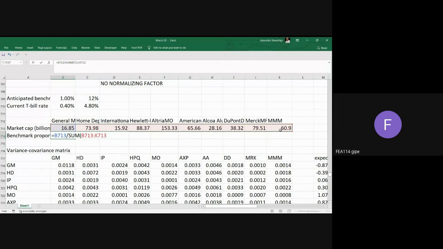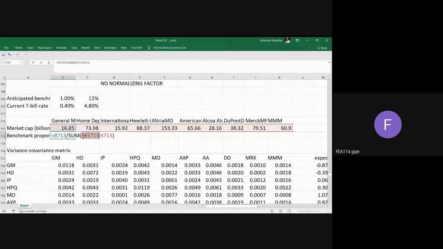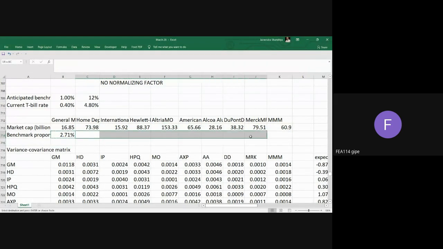Then, because I want it for everything, I need to put a dollar sign here so that Excel remembers that I'm going to do it for all. Now if I copy this and paste it over here, I get the benchmark proportion. So I know that General Motors is 2.71, Home Depot is 11.9, International Paper is 2.6, Hewlett Packard is 14.23%, American Express is 10.57%, and like that.